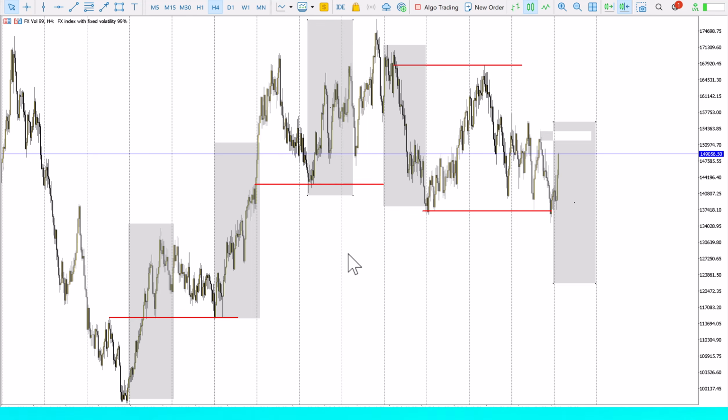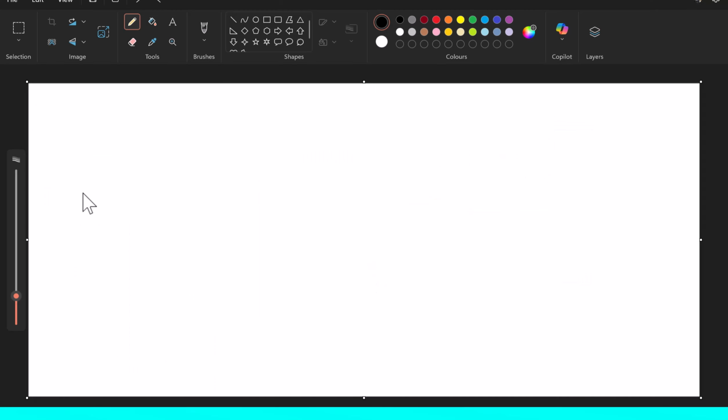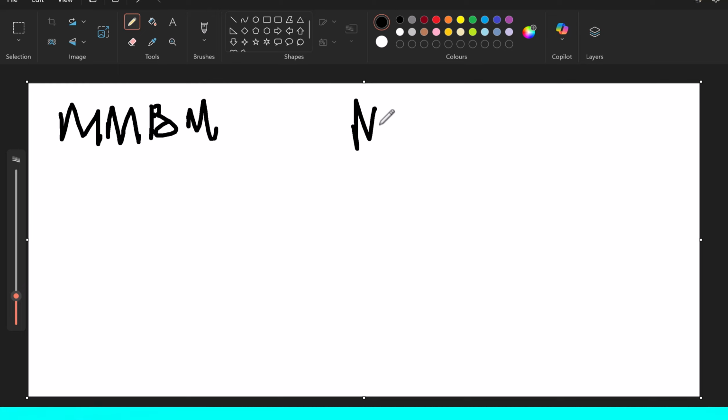And what I want to show you first is what is happening on the whiteboard here. So this is my whiteboard. What I want to show you is how these things move in weeks, in months, in things like that. So we are going to be looking at the market maker models. So there is the market maker buy model and the market maker sell model, right?